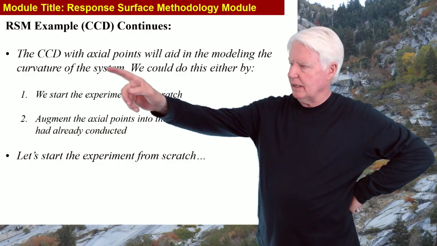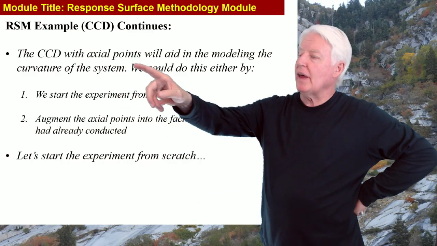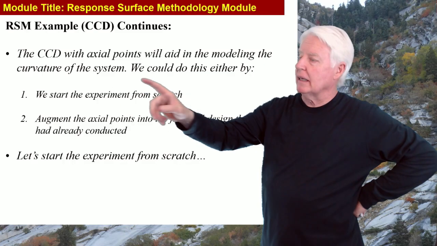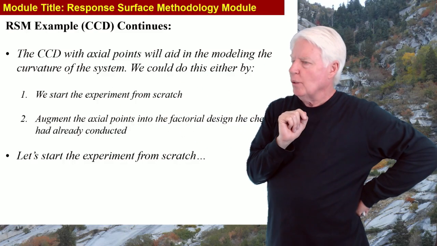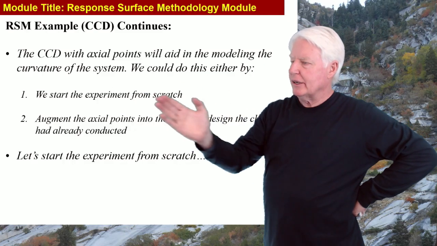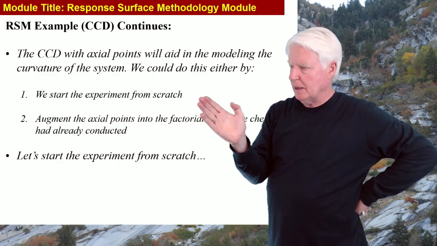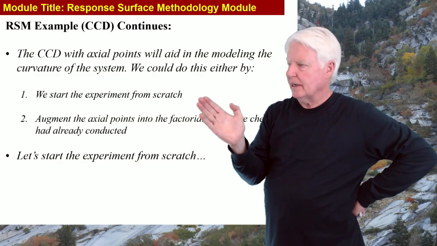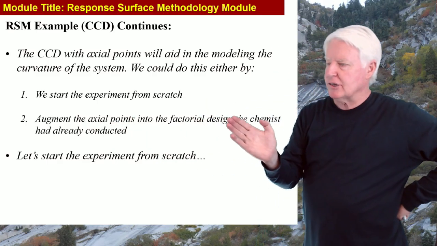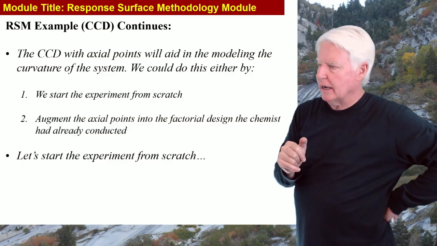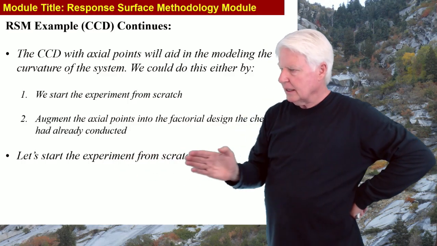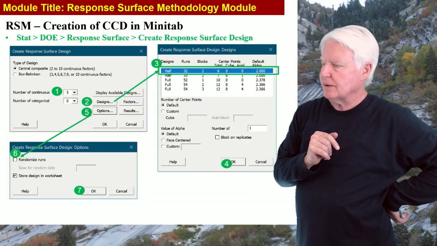Central Composite Design, remember. The CCD with axial points will aid in the modeling of the curvature of the system. We would do this either by starting the experiment from scratch, or we augment the axial points into the factorial design the chemist had already conducted. Let's start the experiment from scratch.